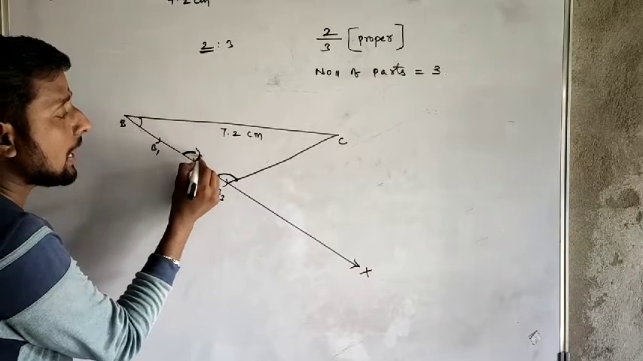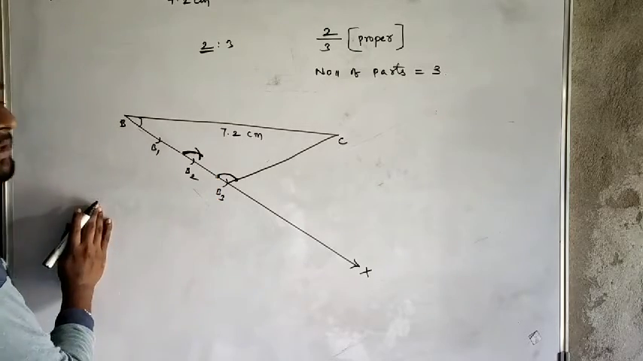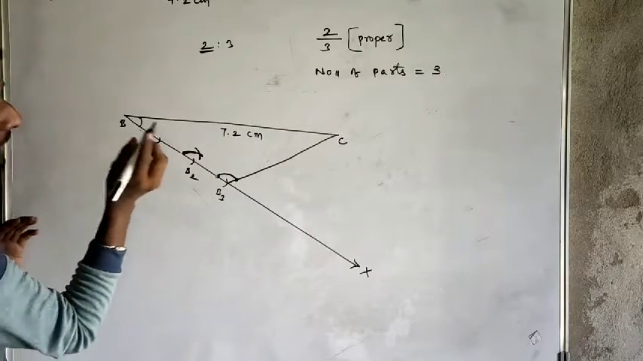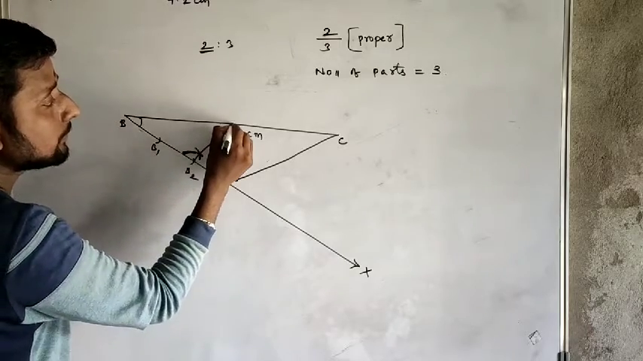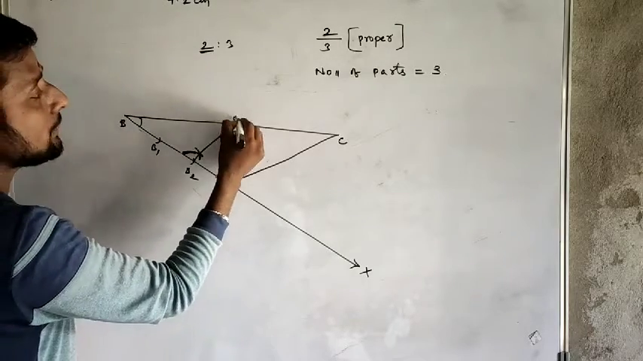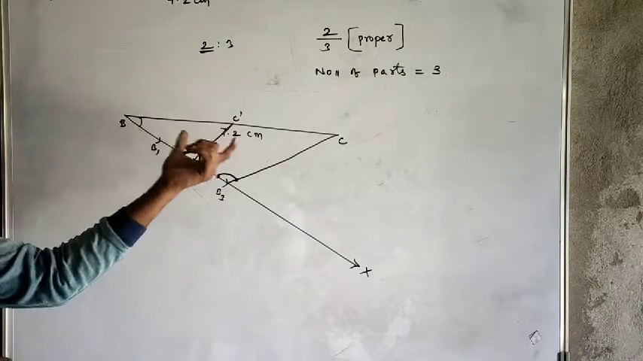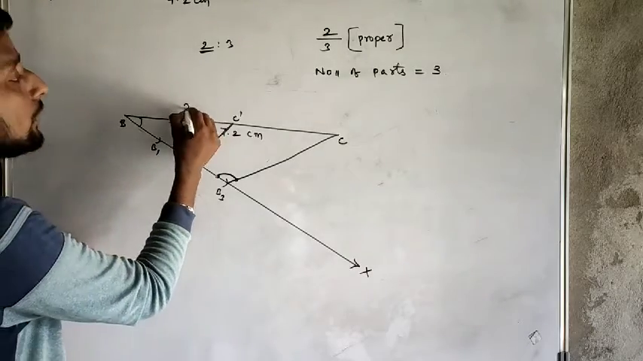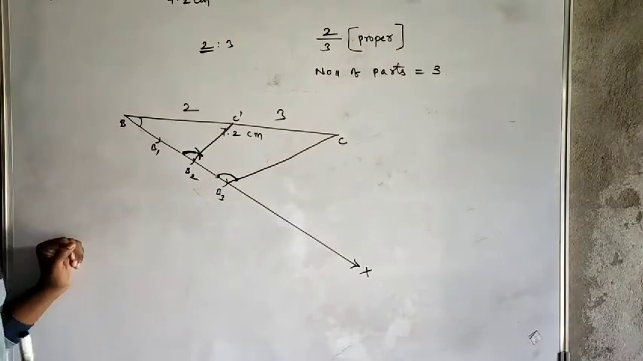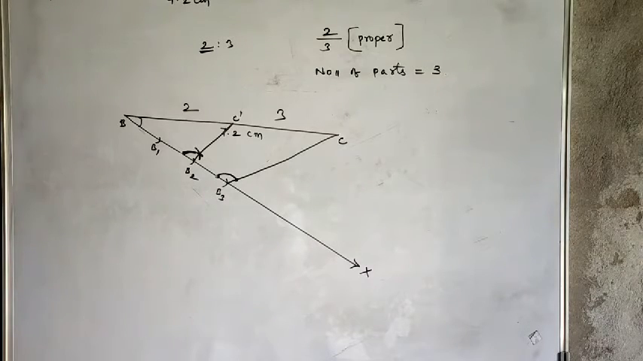So the arc cuts the ray at a certain point. Now with the help of a scale, the ruler, extend through both points. It will cut at a certain point. Just name it C dash. Correct? Now what happened? The 7.2 centimeters I divided in the ratio of 2:3. First we did 5:3, and now it is divided in 2:3.